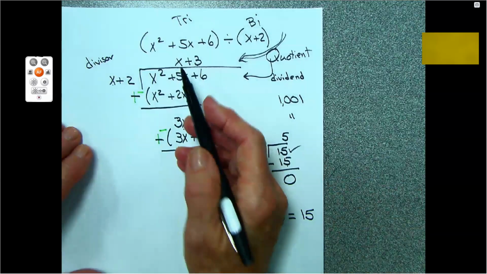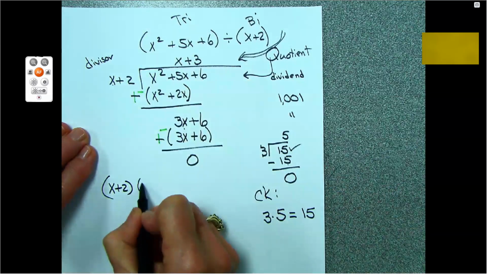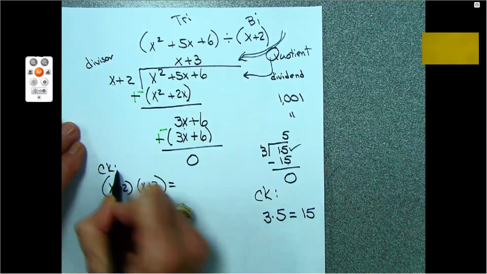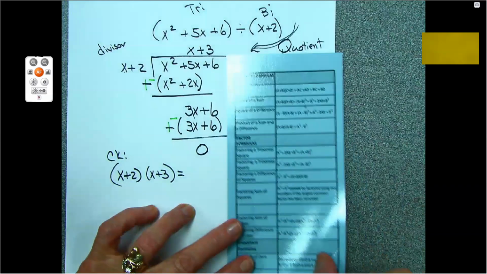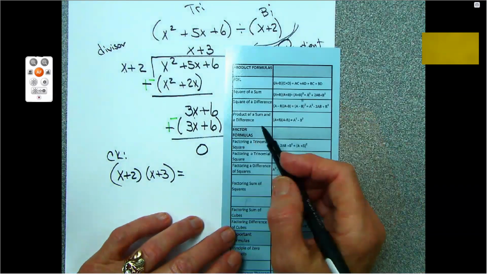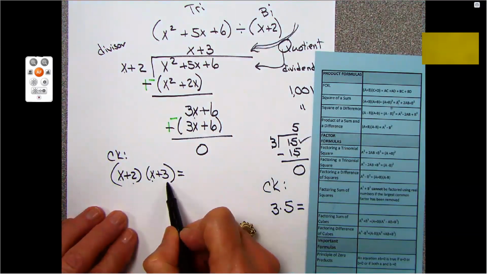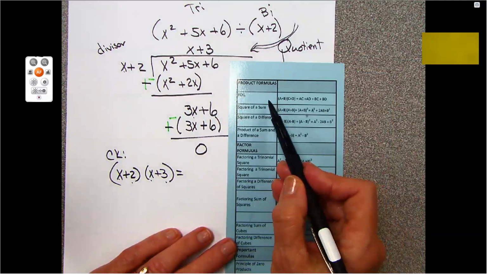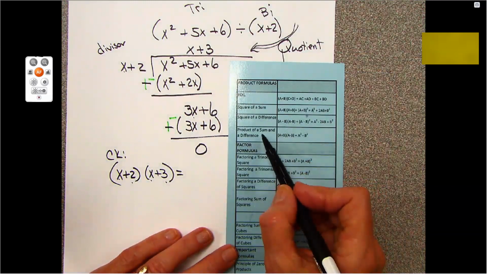So we're going to do the same thing. Our divisor times our answer. And I have a binomial times a binomial. So I'm going to get out my blue cards. Back to these special product rules. Are the first 2 terms the same? Yes. Are the last 2 terms the same? No. So I need to use FOIL, the square of a sum, the square of a difference, or the product of a sum and a difference.